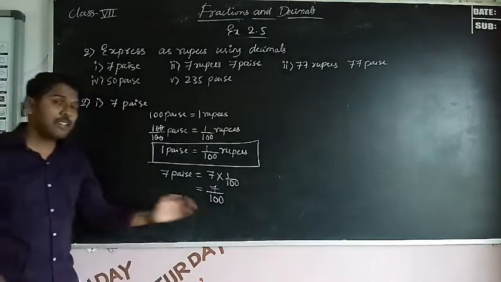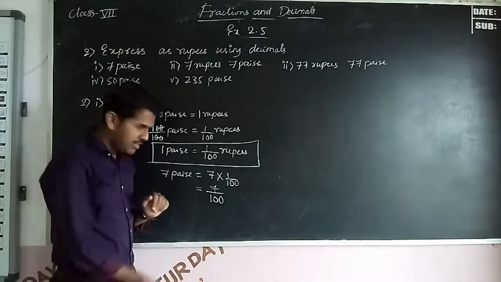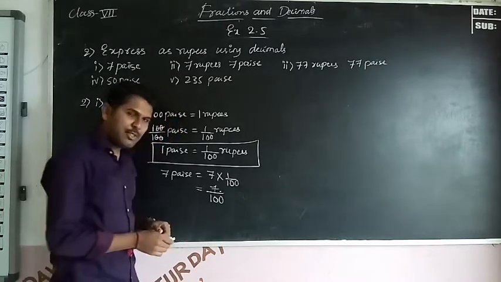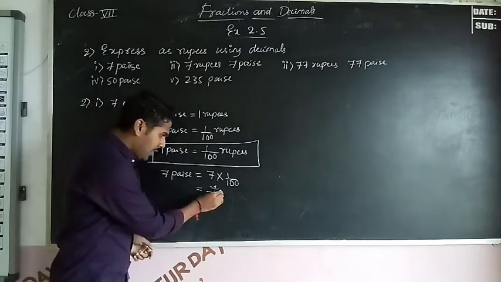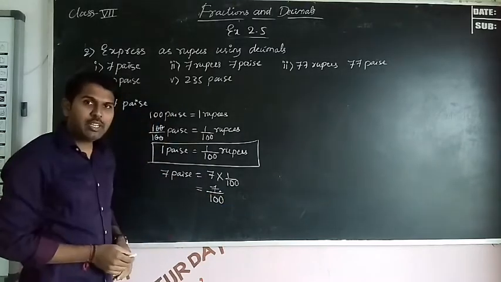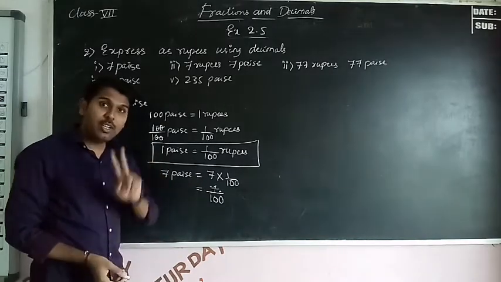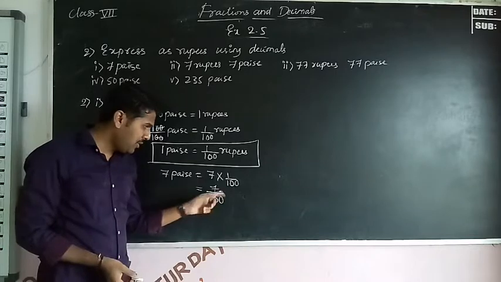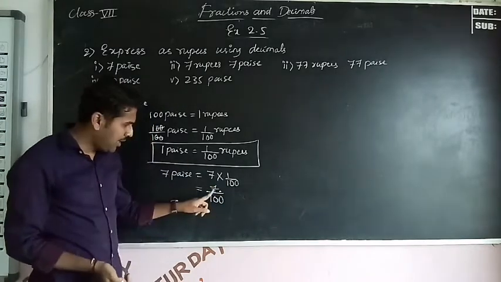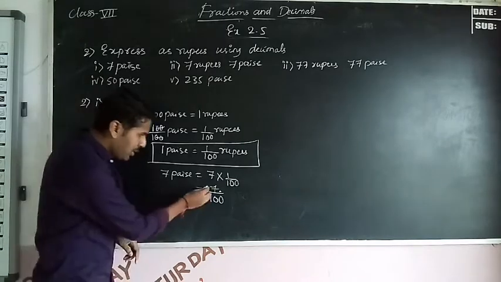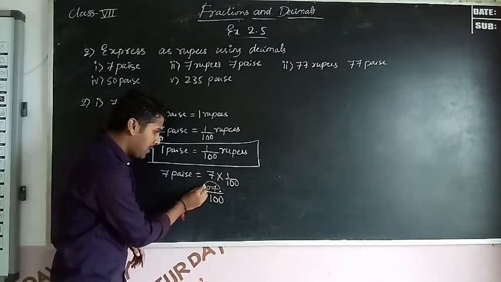So how to write this as a decimal number? First see here: 7 is there, and a decimal point is always there, so we can take it as 7.0. Here how many zeros are there? 2 zeros. That means we should shift this decimal point to the left side by 2 places. But here only 1 digit is there, so take 1 zero extra. After that, shift it.